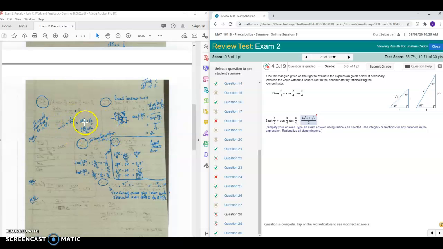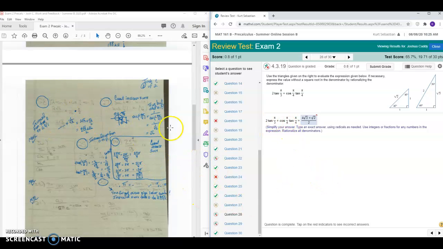So they don't like root 2 in the denominator, and we got to combine this into one fraction. So 1 over root 2 is the same as root 2 over 2, right? Multiply by root 2 over root 2. Now your common denominator is 2, so you got to get 4 root 3 plus square root of 2 divided by 2, and there's your answer. I increased it from 0 to 0.8 because you did have these guys evaluated correctly.